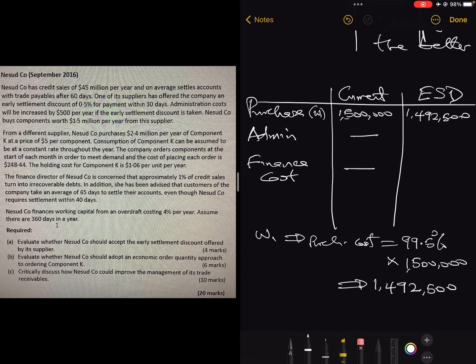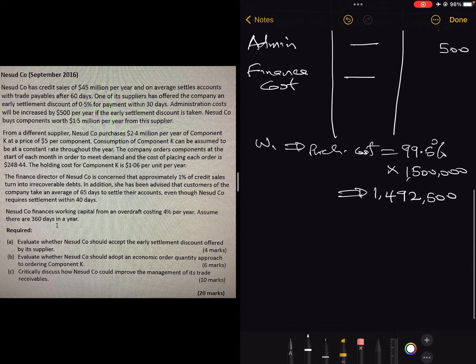Admin cost will go up as well, 500. And finance cost. What will happen to finance cost? Let's find out. Currently, how much is our account payable? We need to know the current account payable and the revised account payable, and see the different amount that we have to finance, because we will not be able to delay that payment.